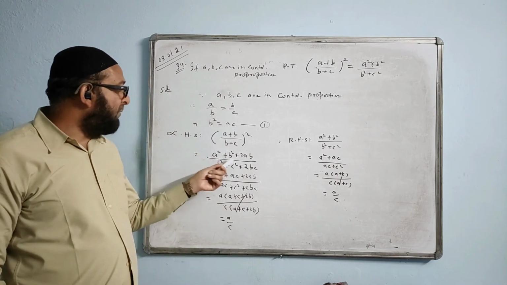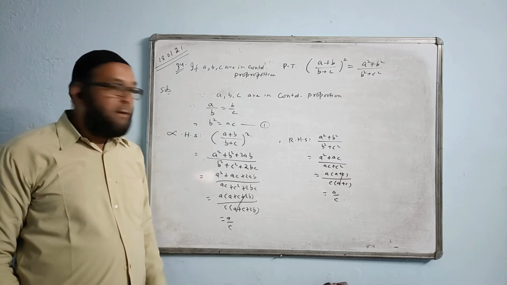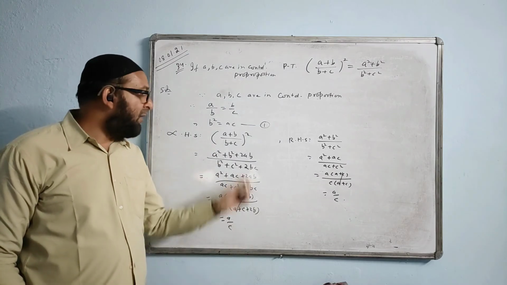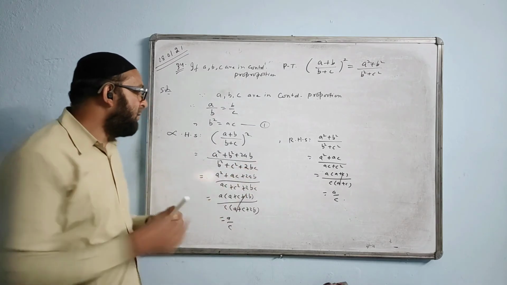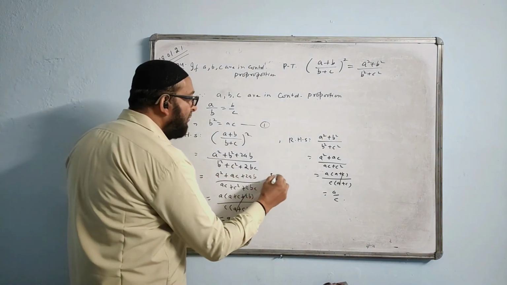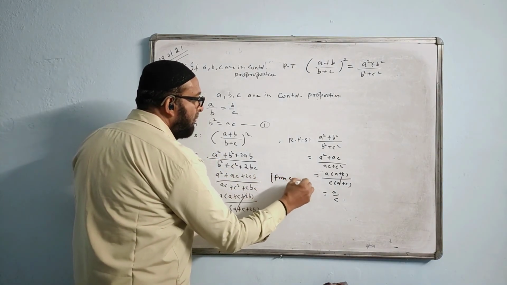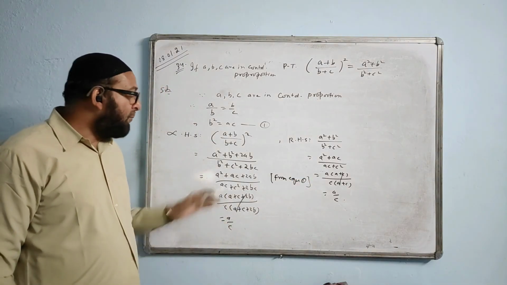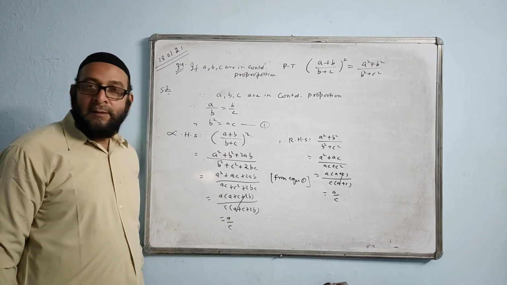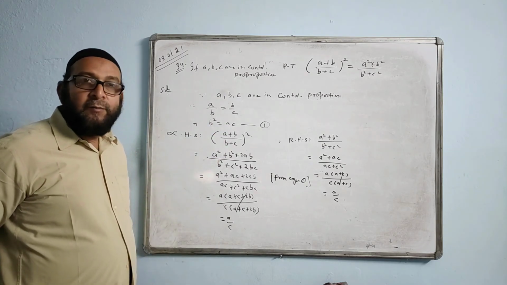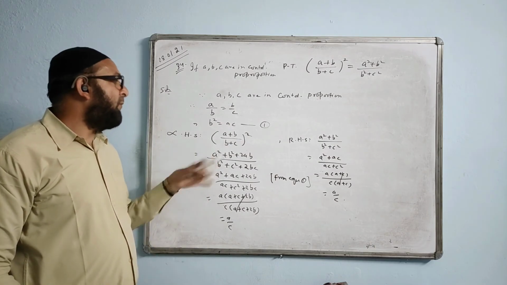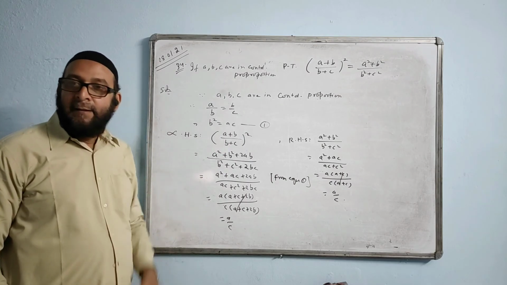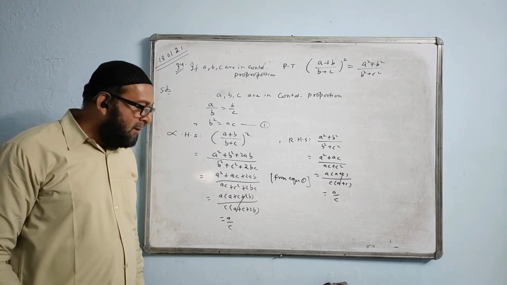Because from here only I am putting the value of B square, no? The value of B square is AC. From this equation only I am putting, no? You can give a reference from equation 1. Once you are putting the value, you can just give a reference, right? From equation 1. Understood? Because I put the value of B square as AC, so from where it is coming, we are giving the reference of equation number 1.